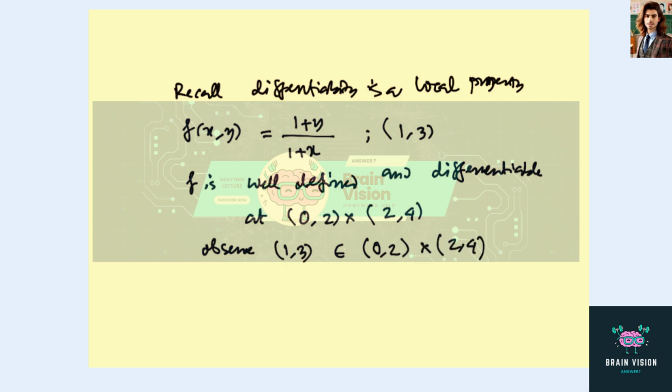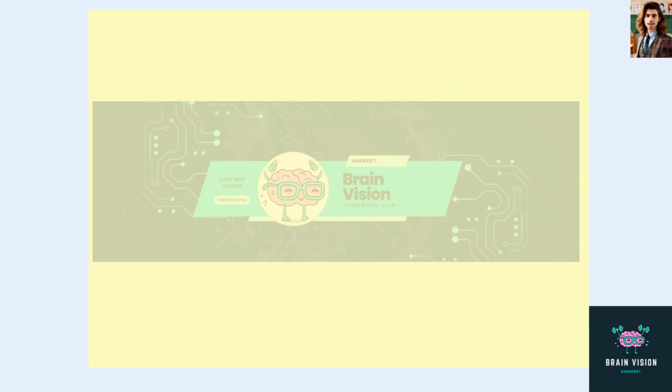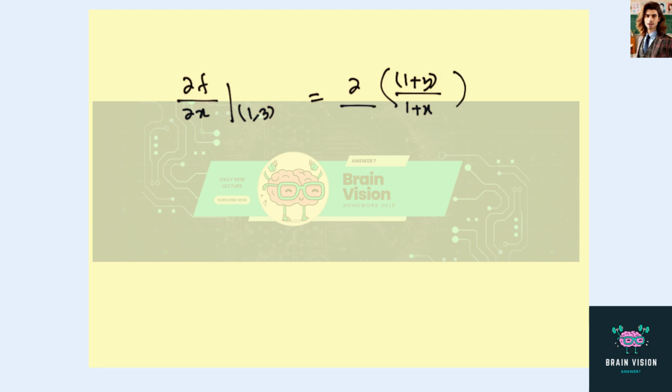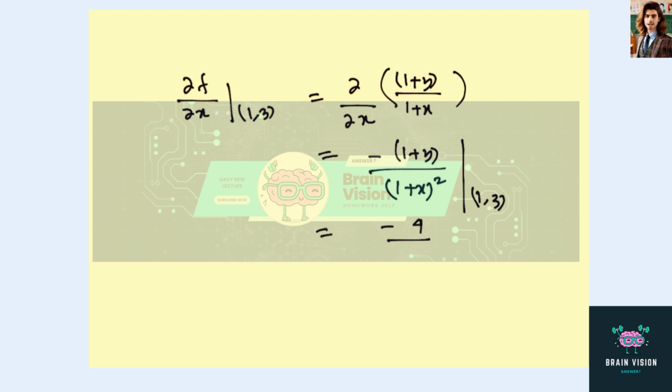Okay, so now we have to find the partial derivative. So let's find the partial derivative. ∂f/∂x at (1, 3) is going to be ∂/∂x of (1 + y)/(1 + x). So I have to treat my y as a constant, so that's why I put it in the parenthesis. So this is going to be negative (1 + y)/(1 + x)², and I have to evaluate it at (1, 3). So x is equal to 1 and y is equal to 3, so negative 4 divided by, so 1 plus 1 is 2, so 2 squared is 4, so negative 1.